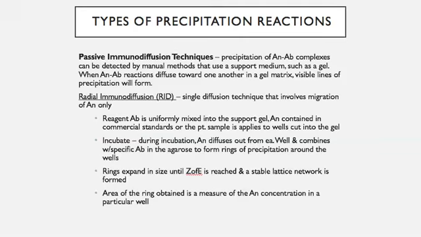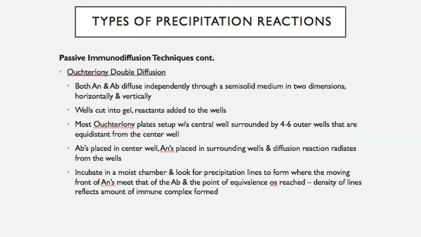So those rings are going to expand in size until that zone of equivalence is reached and a stable lattice network is formed. And then you can measure that area of the ring, so it gets measured, and that correlates to the antigen concentration in a particular well. And I don't know if you remember, we talked about this in micro a little bit, some different techniques that relate back to this testing methodology.